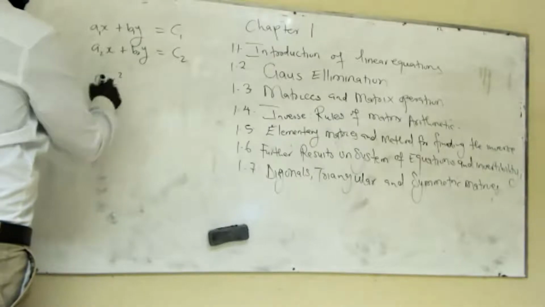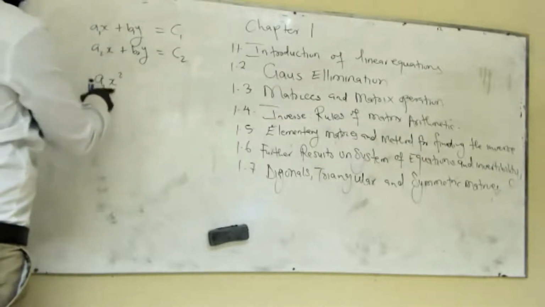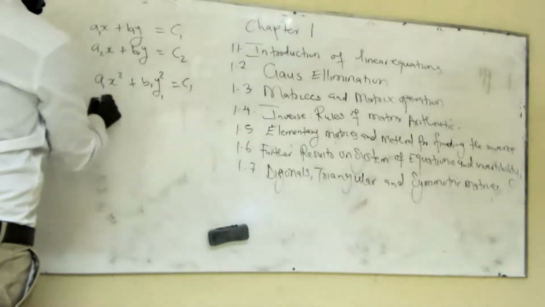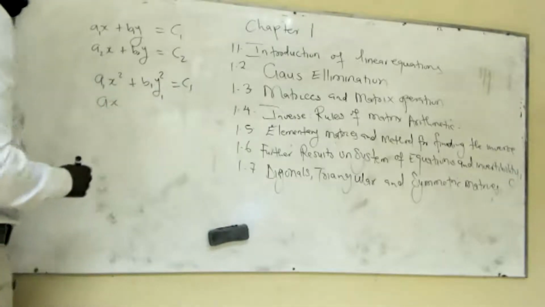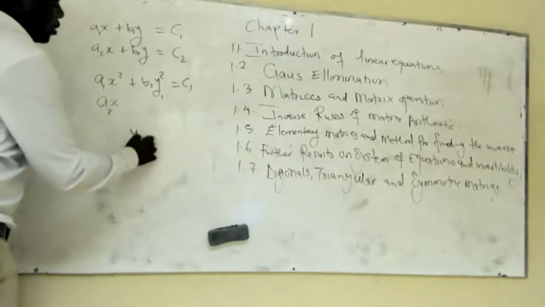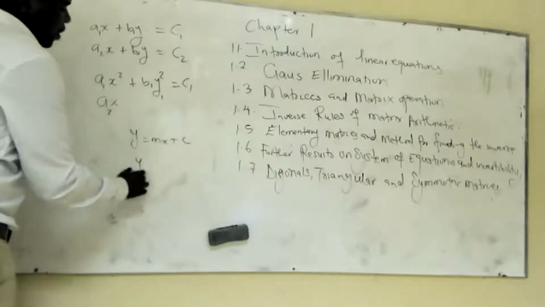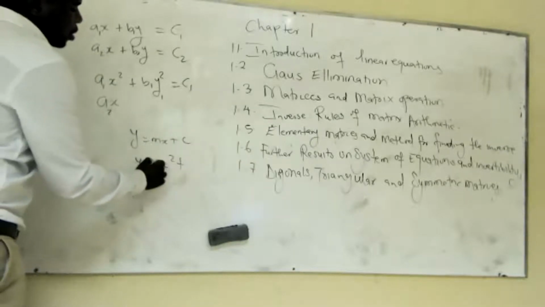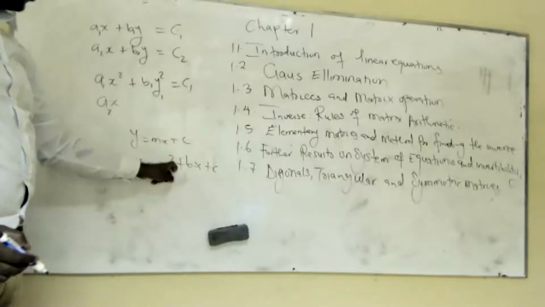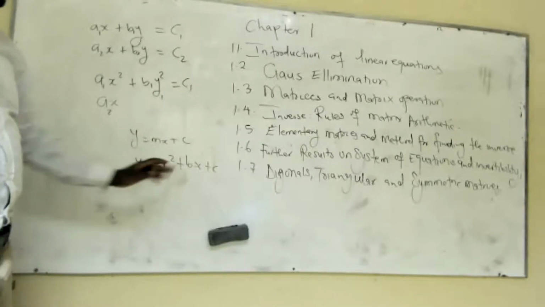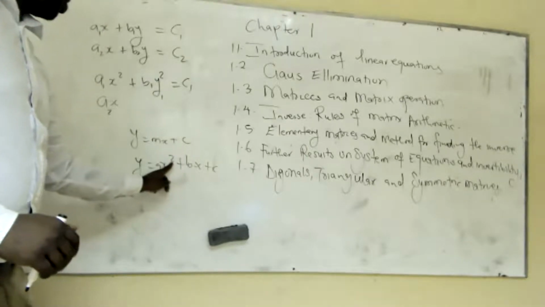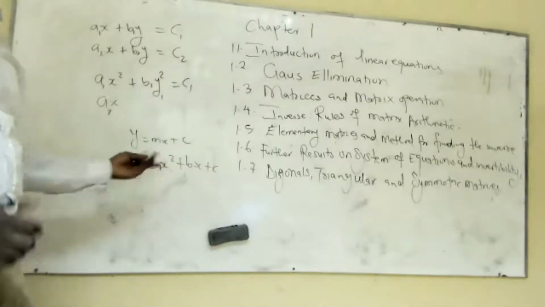A non-linear system is when the equation is no longer in a linear form, for example when x is squared and y is squared. Therefore, this equation is no longer linear. A straight line, y is equal to mx plus c, is linear. But if I have x squared, this is a parabola. It's no longer linear because of the square. But when you remove this term, you are going to have a linear equation. So the square is what controls the linearity of the system.